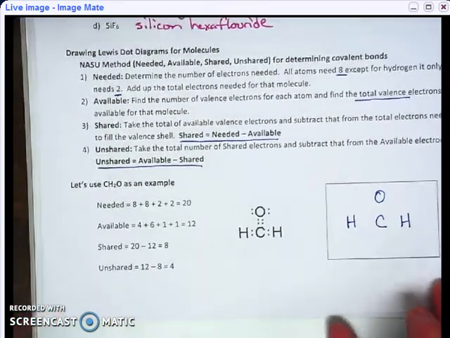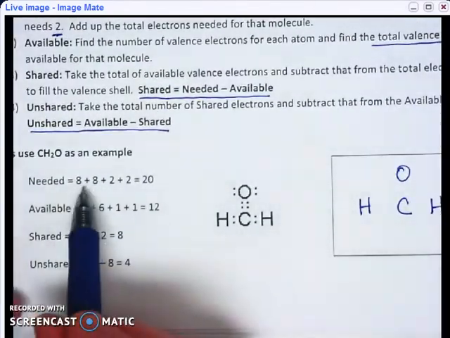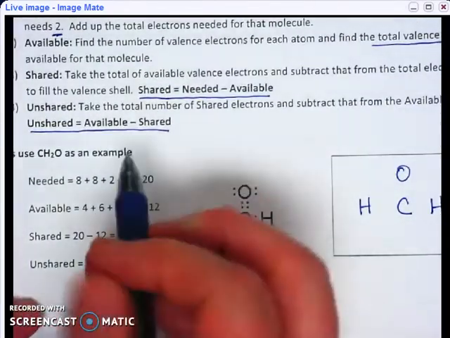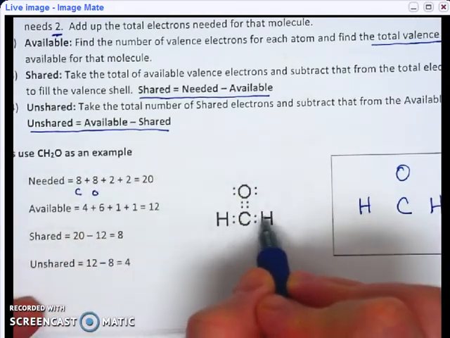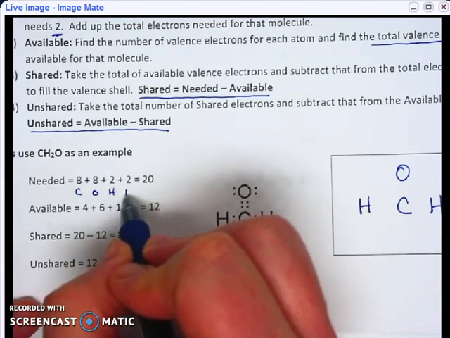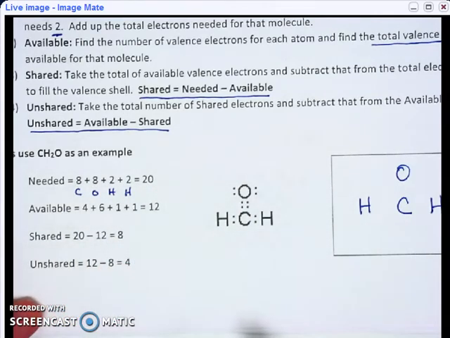So we focus in a little bit, bring this in a little closer. For our needed, everybody needs 8. Carbon needs 8. Oxygen needs 8. Each of these hydrogens need 2, right? 8, 8, 2, 2 for a total of 20.